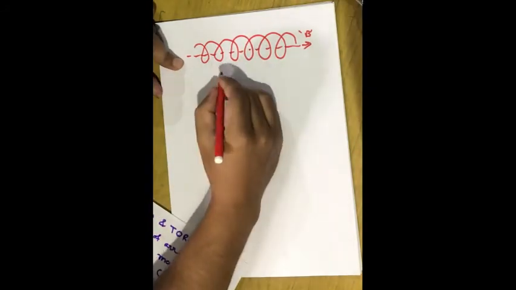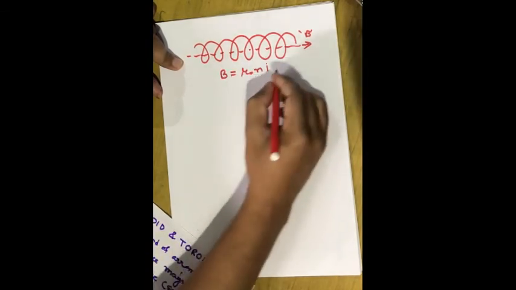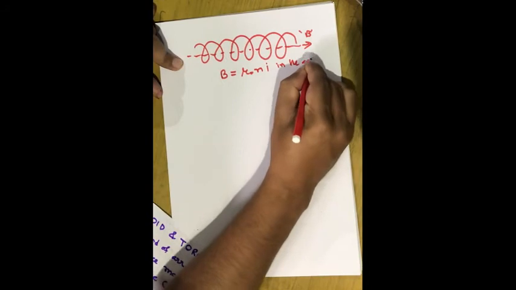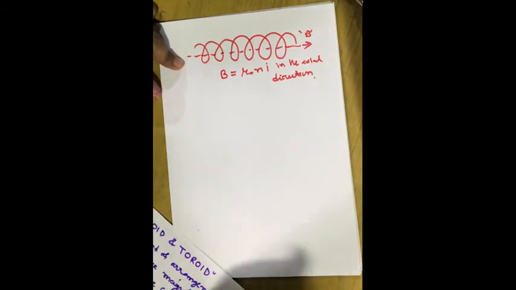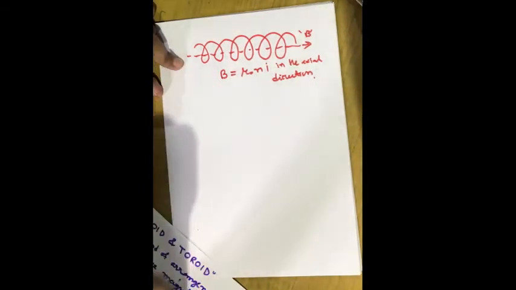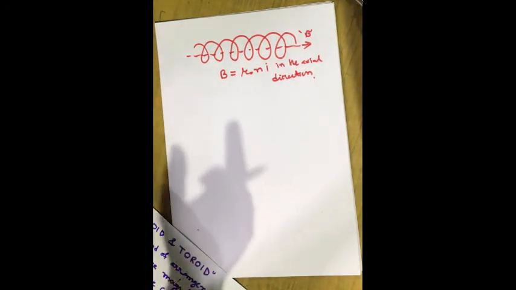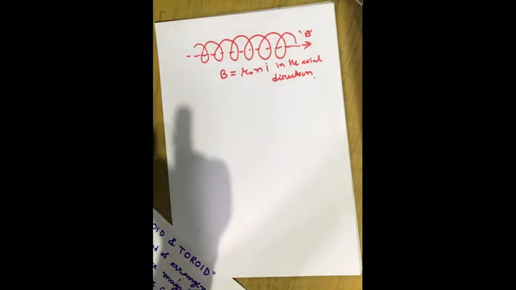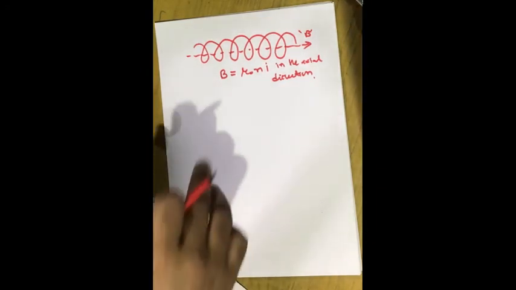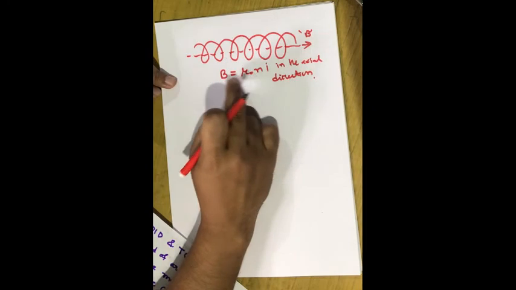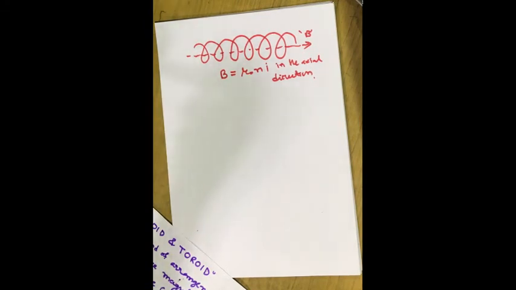So finally we found that the magnitude of the magnetic field is mu naught n I, in the axial direction. Here small n is the number of turns per unit length of the solenoid. Small I is the current passing through the solenoid, because the same current will pass through each loop of the solenoid. Therefore, we can say I is the current in each loop of the solenoid, and mu naught is the constant, the permeability of free space, that we know. Therefore, using this very simplified expression, B is equal to mu naught n I, we can calculate the magnetic field for such a solenoid arrangement.